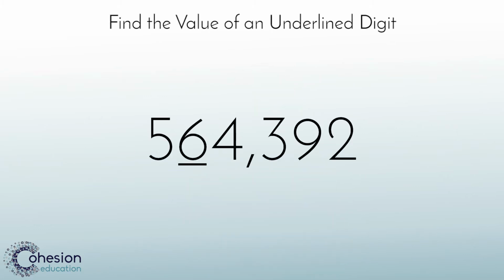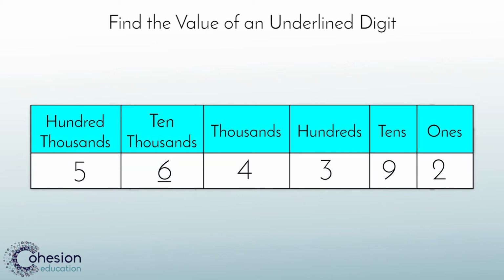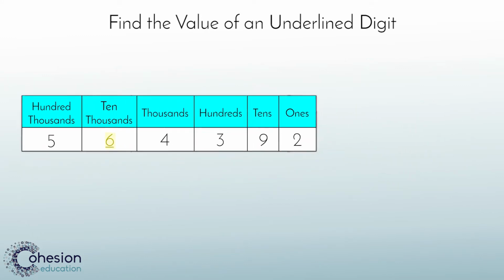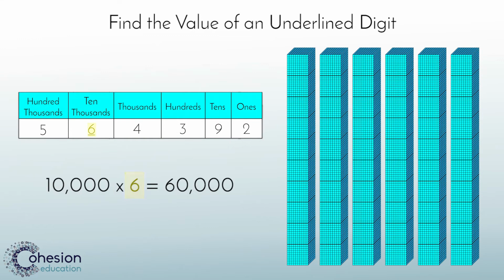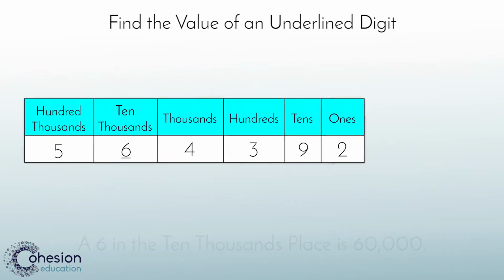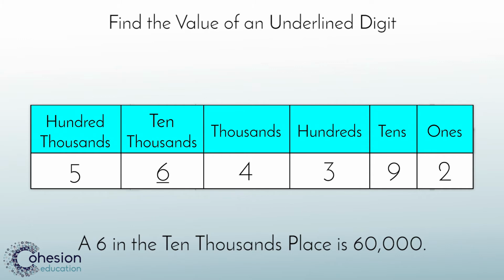Let's take a look at how to find the value of an underlined digit using the place value chart. In this question, we are asked to find the value of the underlined digit 6 in the number 564,392. The student should use a place value chart to find the value of the digit 6, as this is the digit underlined. Using the place value chart, the student can easily see that the underlined digit 6 is in the 10,000s place and represents 10,000 6 times, which equals 60,000. As a student gains comfort with using the place value chart, it can exist in their minds only. Expert students do not need to write the place value chart for every problem.